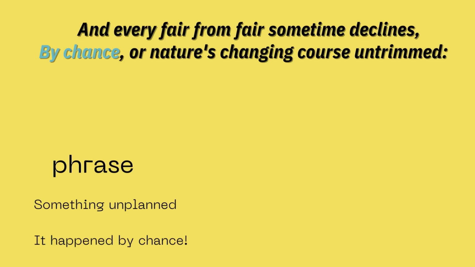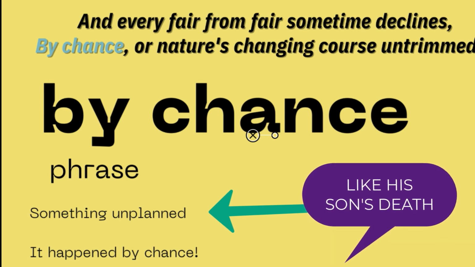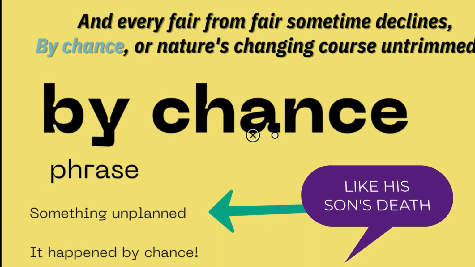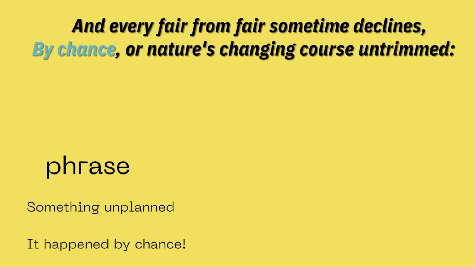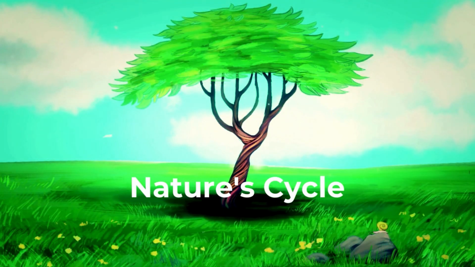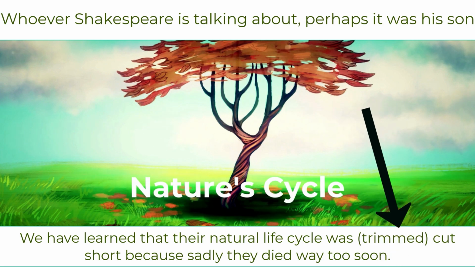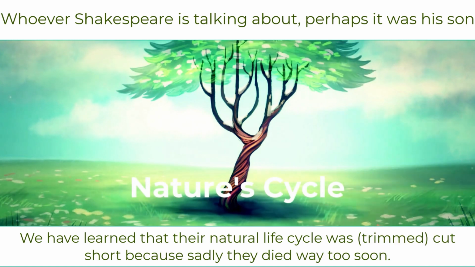He's used the word by chance, which is a phrase that means something unplanned. I think this is very interesting because he's showing that unlike summer that declines because of nature's changing course, his son's life, his son's summer, ended early by chance, by something that was unplanned, because he died of a sickness, possibly the plague.